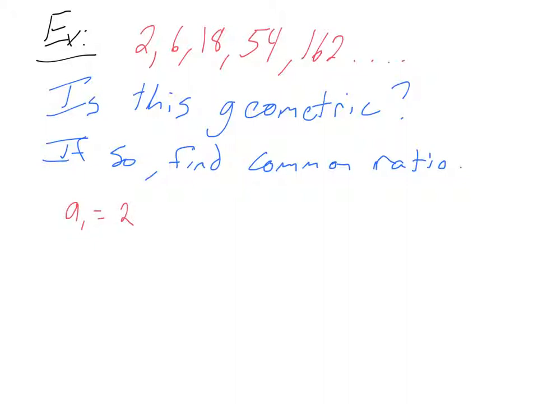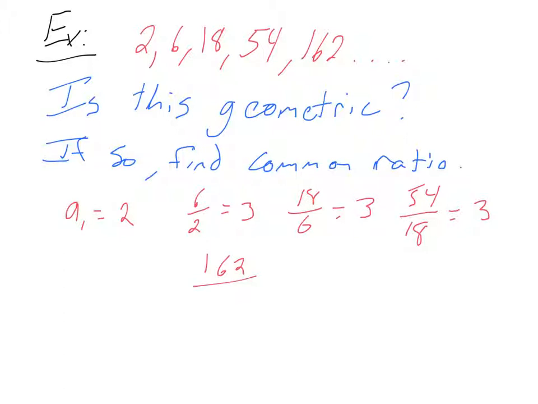And what's the ratio here? Well, 6 to 2 is equal to 3, right? 18 over 6 equals 3. 54 over 18 equals 3. And 162 over 54 also equals 3. So they all have the same common ratio, therefore it's geometric. And the common ratio, my R value, is 3. So a sub 1 is 2, and my R value is 3.